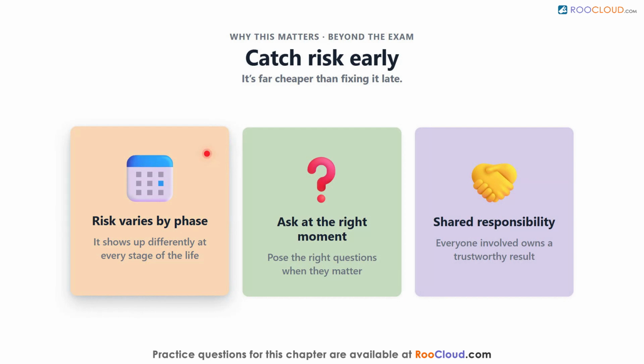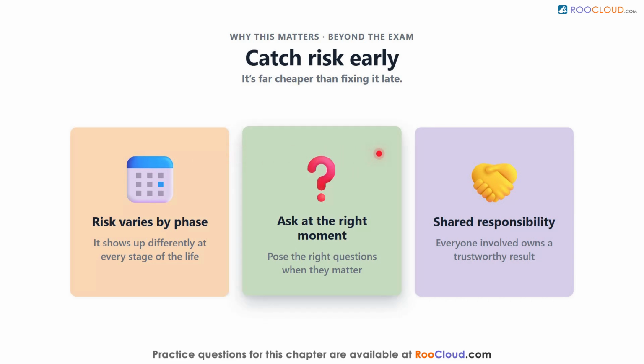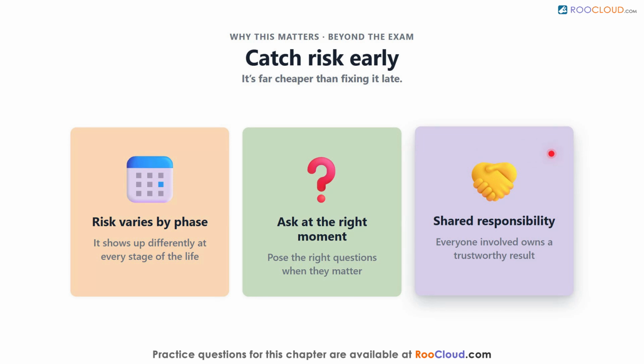Why does this matter beyond the exam? Risk shows up differently at every phase of an AI system's life, and catching it early is far cheaper than fixing it late. Understanding the life cycle lets you ask the right questions at the right moment and recognize that everyone involved shares responsibility for a trustworthy result.